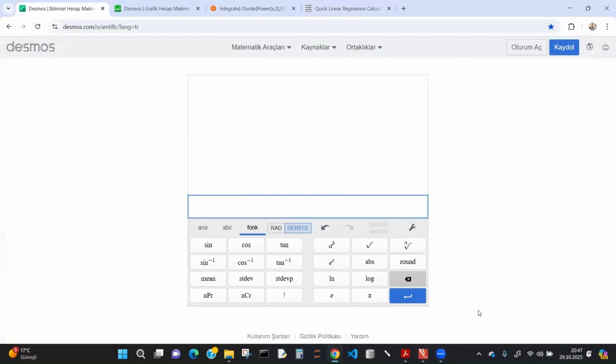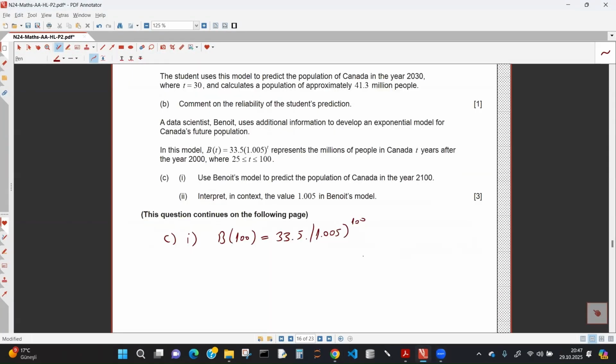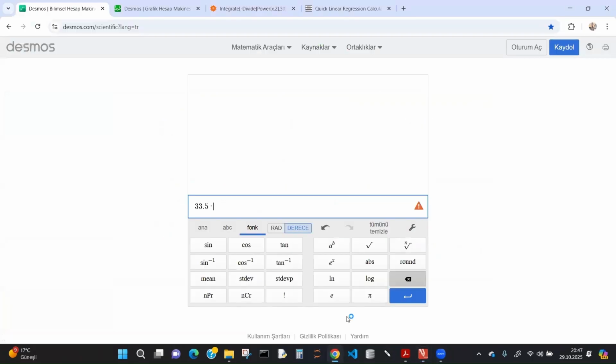It's going to be 32.5 times 1.005 to the power of 100, which is 55.16.